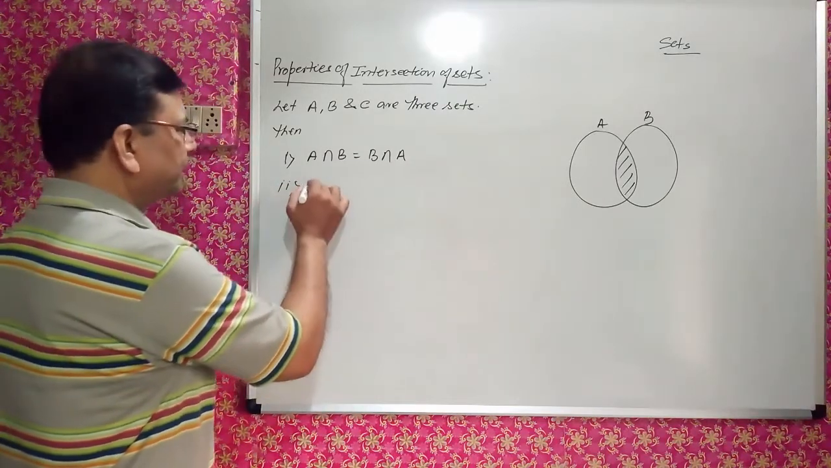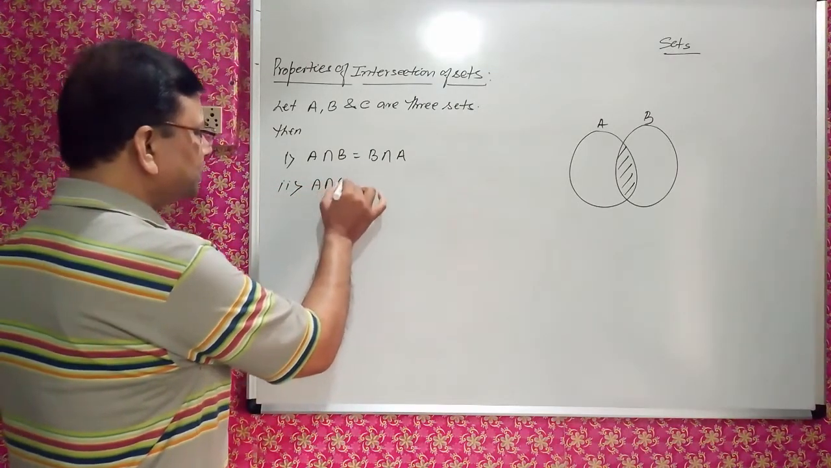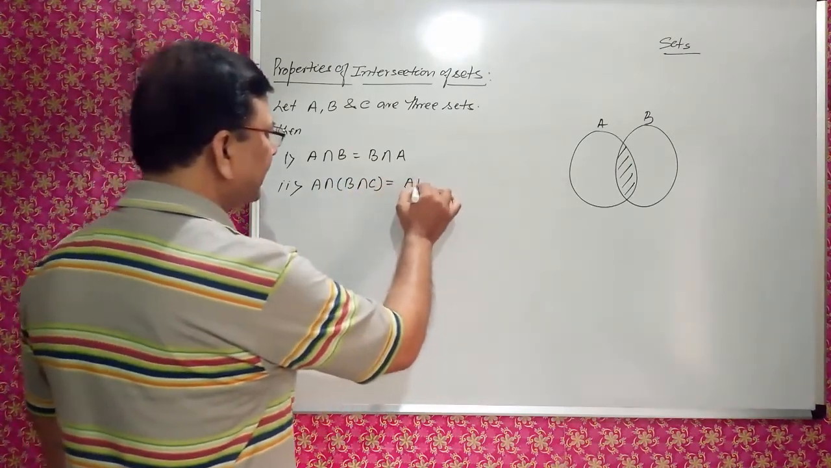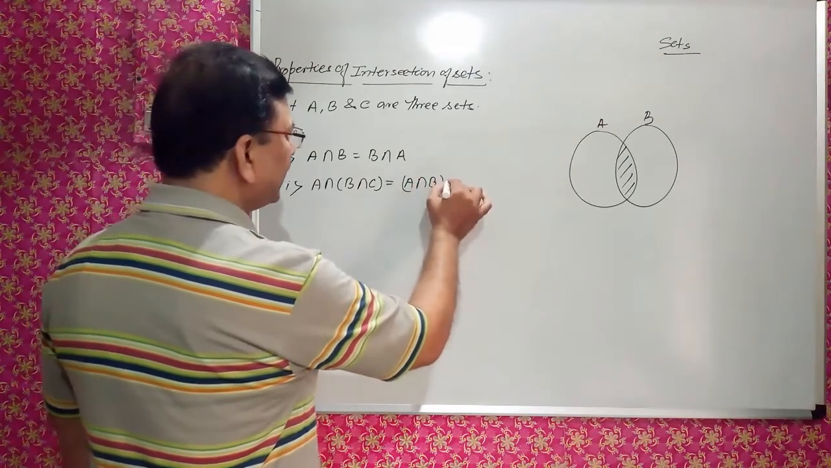Second is A intersection (B intersection C) is equal to (A intersection B) intersection C.